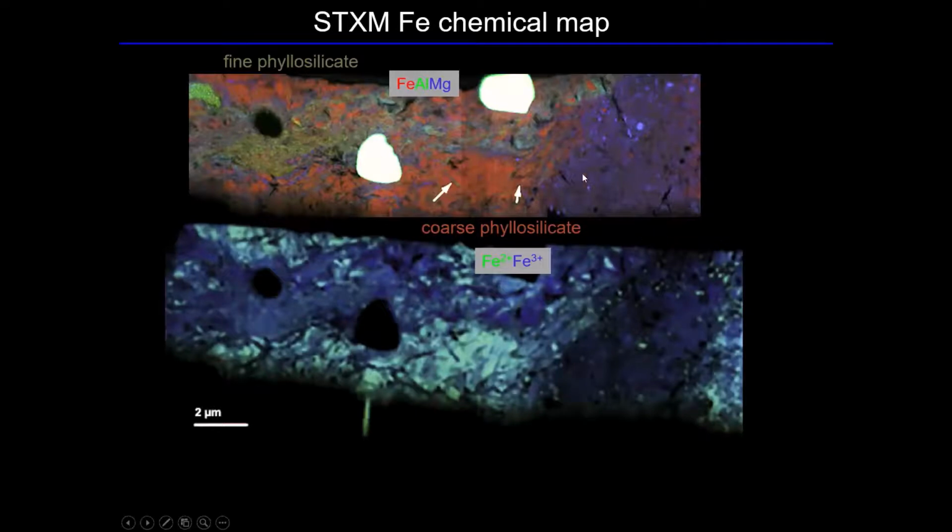So comparing the elemental map from TEM, where I stretched the color, to the STXM chemical map, what you see is that the different kinds of phyllosilicates have different abundances. This stuff is iron rich, this is more aluminum rich, and this stuff that's iron rich is more iron 2 plus, and this is more iron 3 plus.